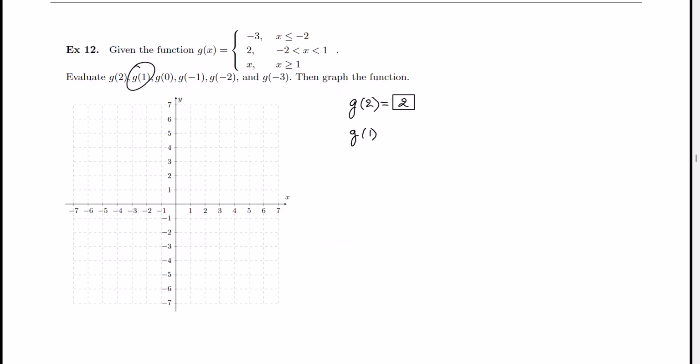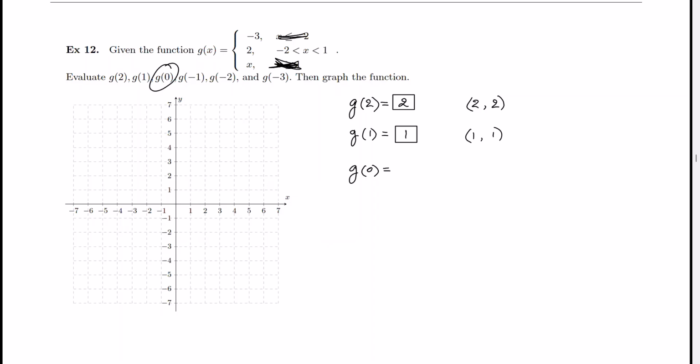So g of 1, when x is equal to 1, the number 1 is bigger than or equal to 1. So again, use the same formula as before. And the formula is just x. So whatever your input is, your output is going to match the input. So again, we get 1, 1. So the points so far are 2 for the x, 2 for the y, 1 for the x, 1 for the y. Okay, let's look at g of 0 next. So g of 0. So where does 0 live? Is it bigger than 1? Nope, it's not.